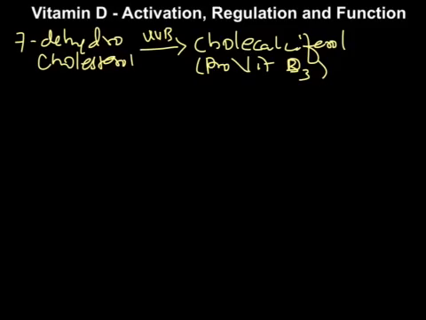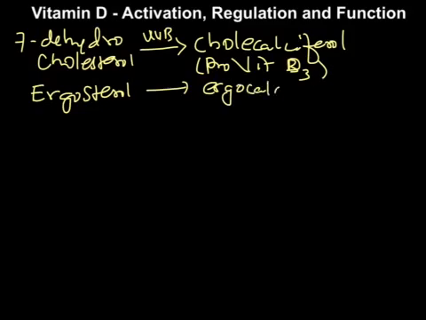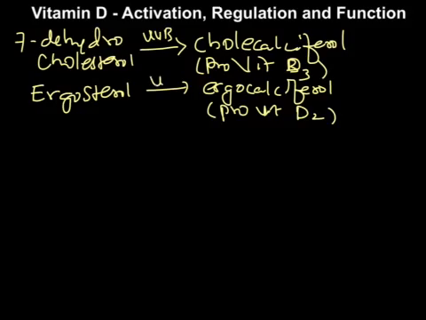From plant source, we have ergosterol, and this ergosterol is converted to ergocalciferol. And ergocalciferol, we call it provitamin D2. So this is also again with the UVB light. Now whether it is 7-dehydrocholesterol converted to cholecalciferol, or ergosterol converted to ergocalciferol, that is vitamin D2.